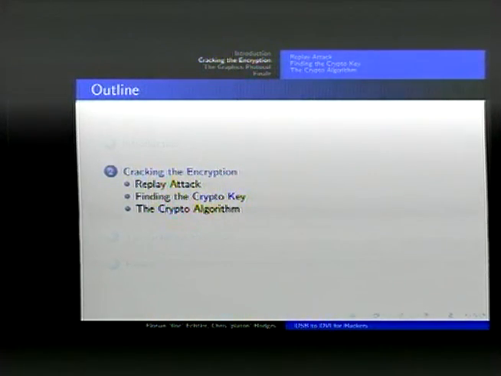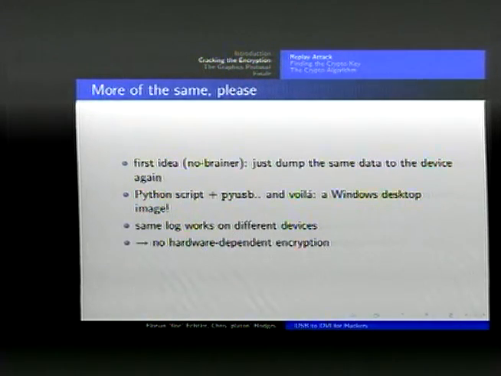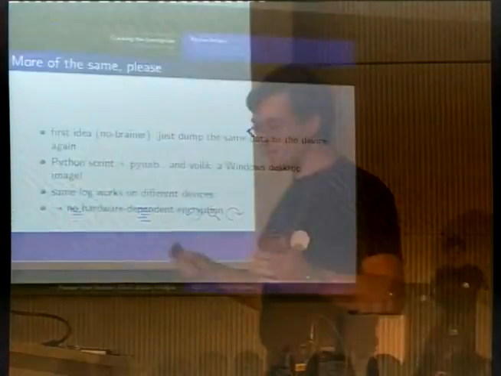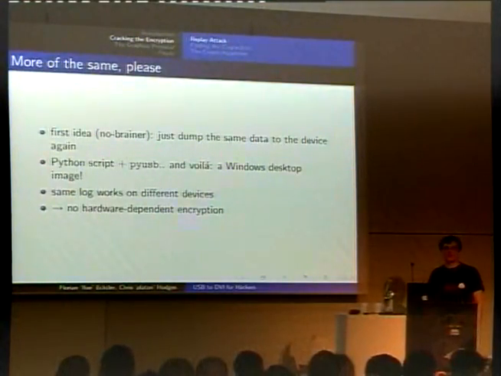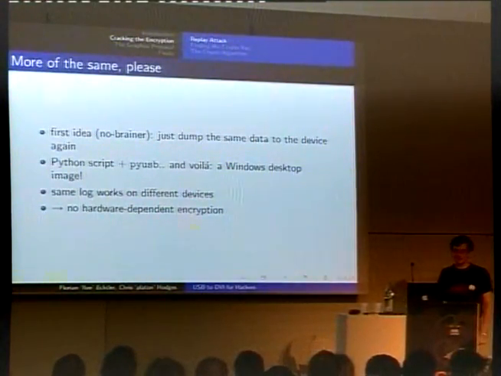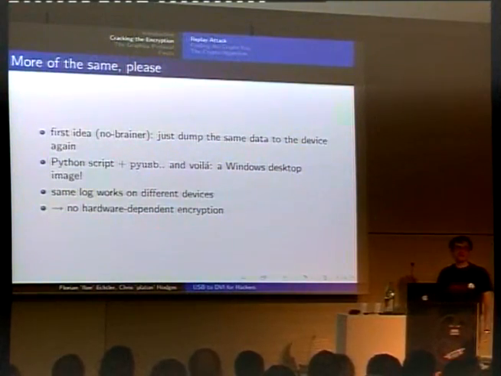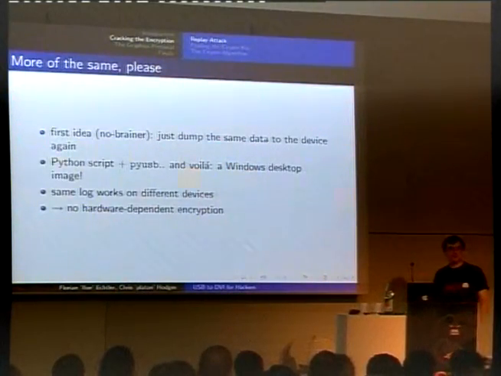So we had to try to crack the encryption in some way, and I'll try to tell you a bit about how we did this. The first idea is pretty simple. We just took the log, wrote a Python script to dump this to the device again, and we did this with the first initialization sequence, and what we got was a static Windows desktop image. This already allowed us some conclusions. As the log worked on different devices, it looked like the encryption wasn't hardware dependent in any way. So crack one device and you've cracked all of them, which is of course a bonus.